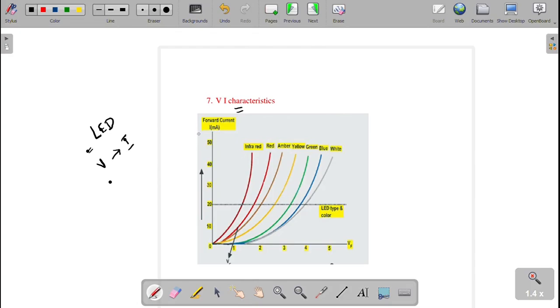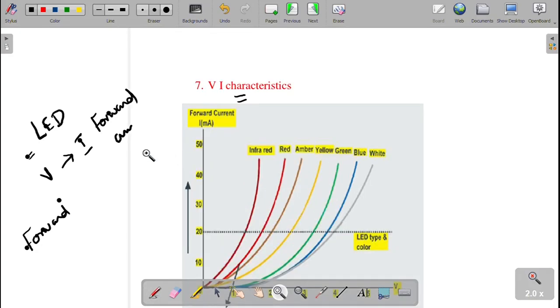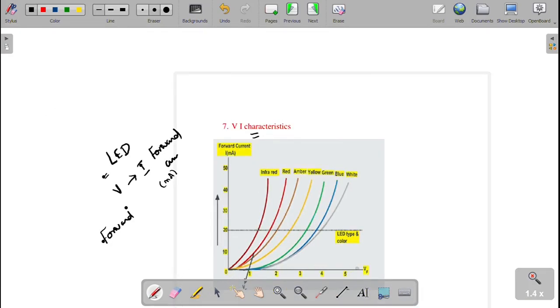Already I said here we are going to give the forward biasing. So the current is mentioned as forward current, and it will be measured in milliampere. Voltage should be taken on the x-axis. So here voltage and here current. The current is mentioned as forward current and the voltage as forward voltage, that is what they mentioned as VF. For different colors they mentioned like this.